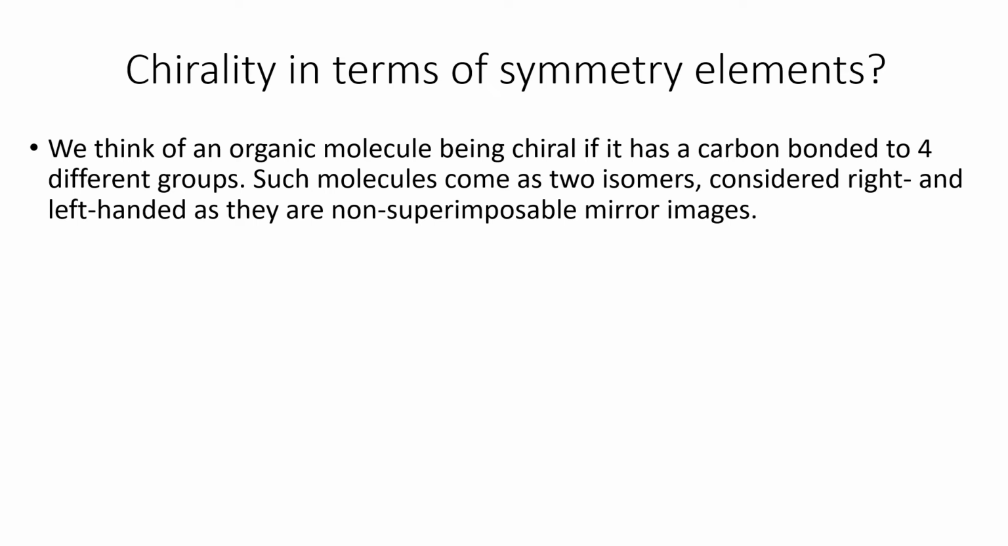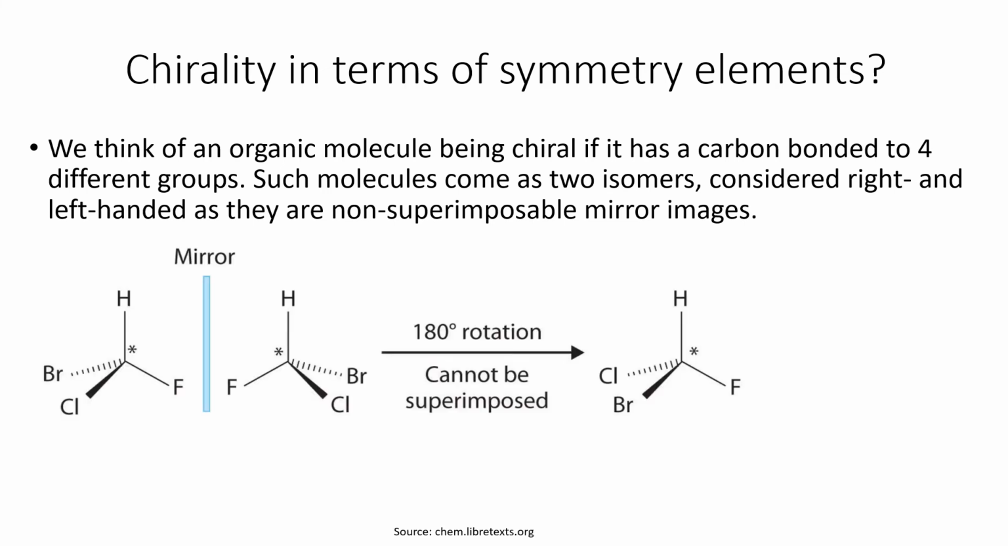You can't put your hands on top of each other, and obviously you'd have a thumb on one hand on top of a little finger on the other hand. And so we have these non-superimposable mirror images that give you a kind of right and left-handedness. And this is what we see if a carbon is bonded to 4 different groups. That's quite nicely illustrated here.